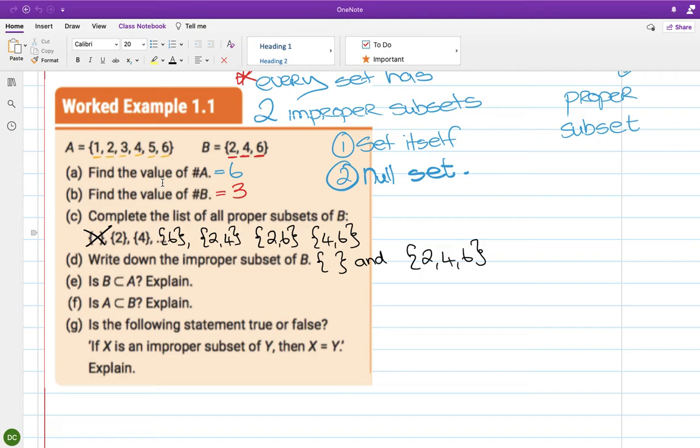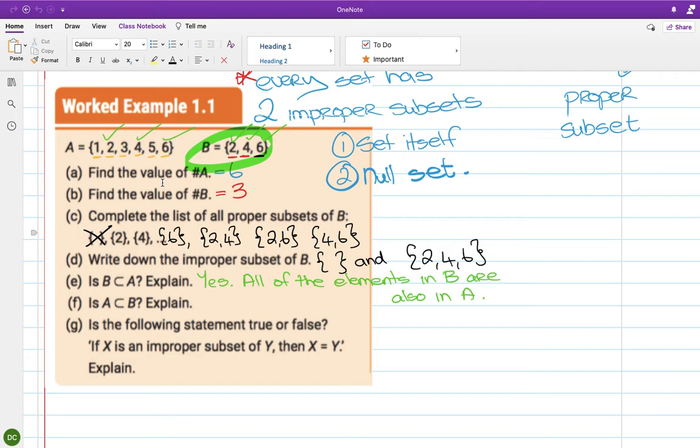Is B a subset of A? So are all the elements in B also in A? Is there a 2? Yep. Is there a 4? Yep. And is there a 6? Yes. So is B a subset of A? Yes. All of the elements in B are also in A.